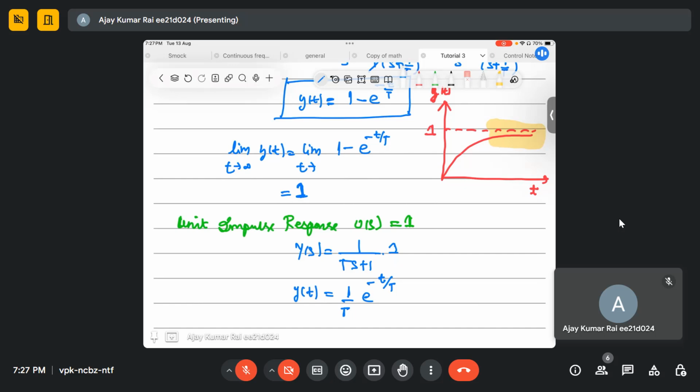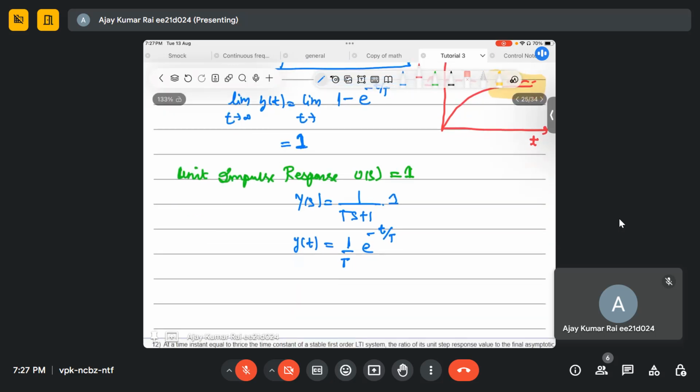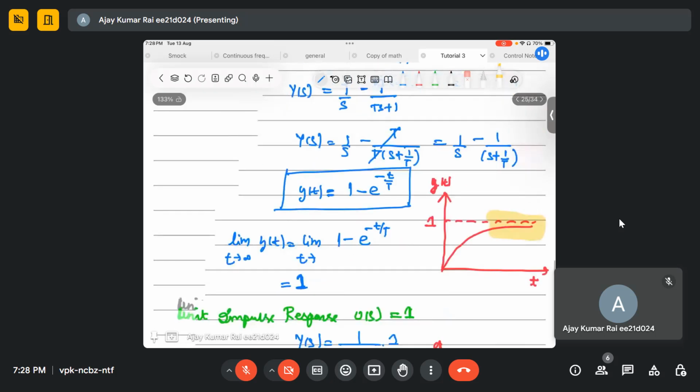Okay, so how will the response be? Let's focus on the response part. At t equal to infinity, the response will be like this. So this is y(t). Just focus on this part. As t tends to infinity, y(t) will be going to 0.